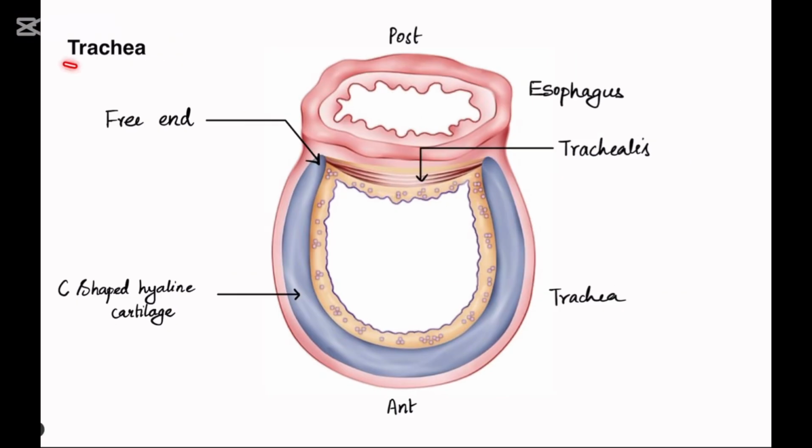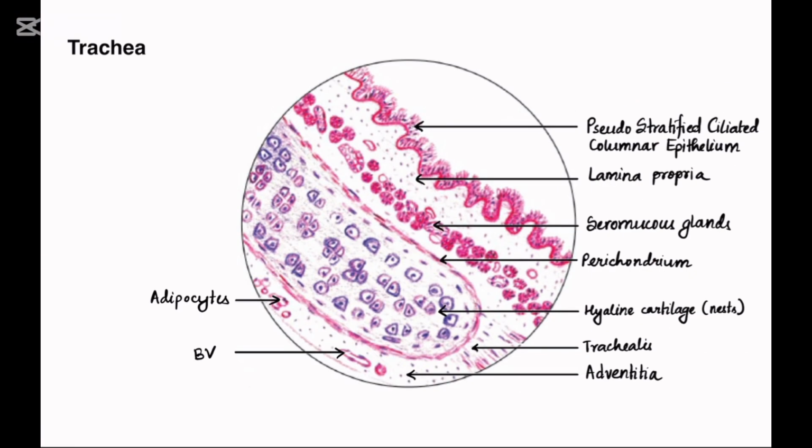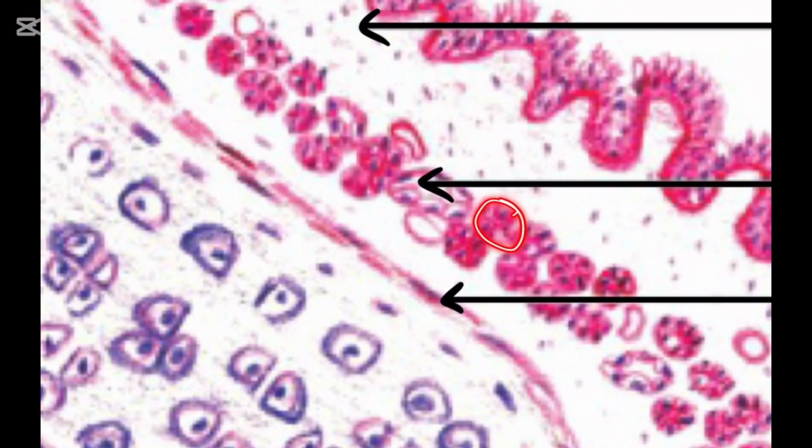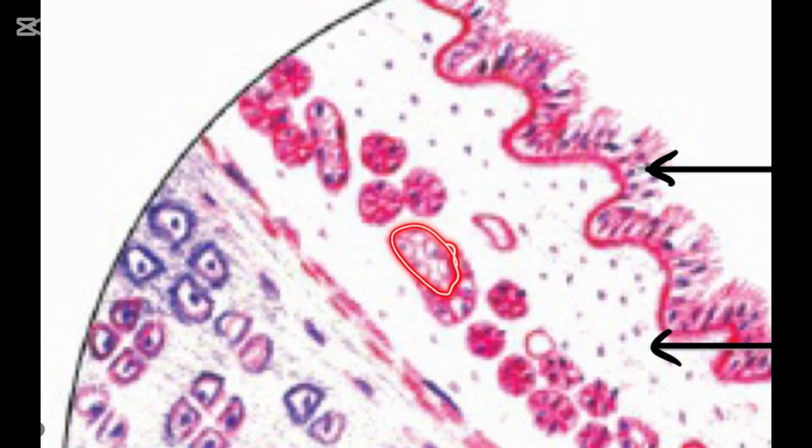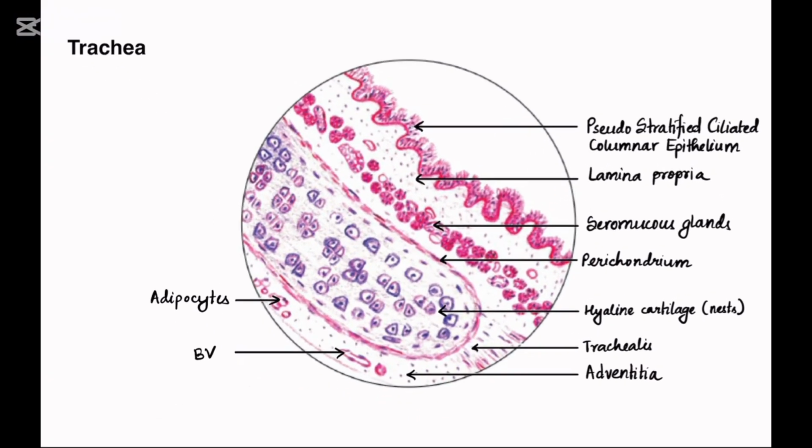Second is trachea. Trachea contains a continuous band of C-shaped hyaline cartilage with its free end connected with trachealis muscle. The mucosa contains the same respiratory epithelium, that is the pseudostratified ciliated columnar epithelium. The submucosa contains two types of glands, the seriously stained serous glands and the lightly stained mucous glands. You can also see mucous glands with serous demilunes.